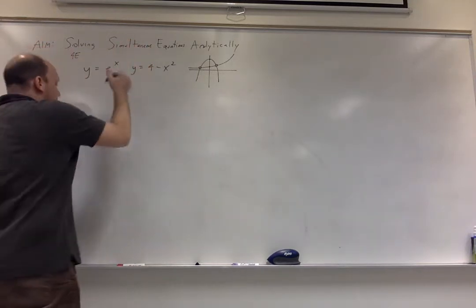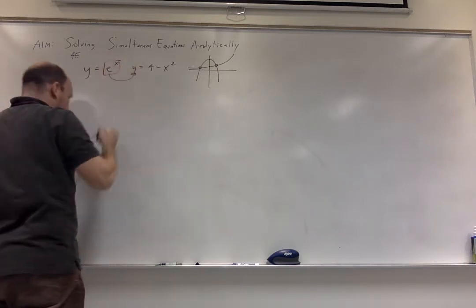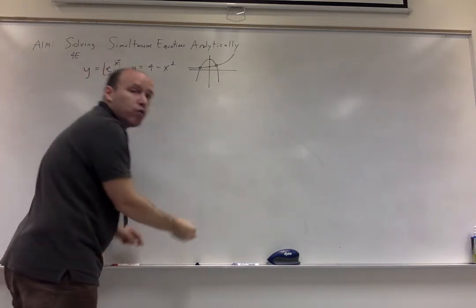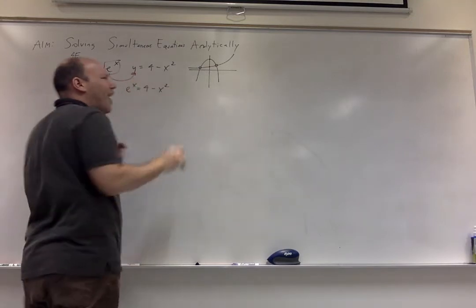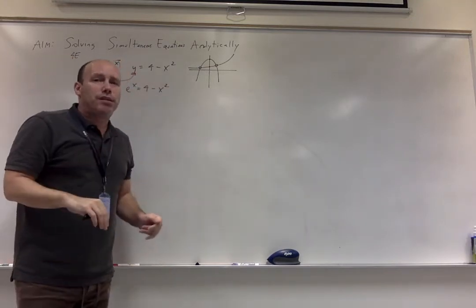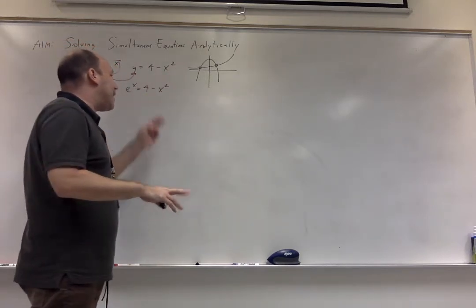You might have said, okay, substitute this in for y, and so you get one equation with one unknown. You get e to the x equals 4 minus x squared, and you're like, I can't solve this. And you can't without a calculator. So it can't be done analytically.